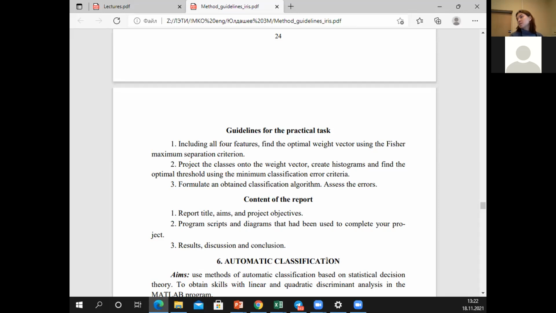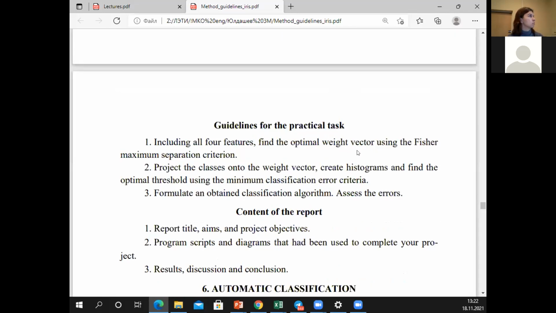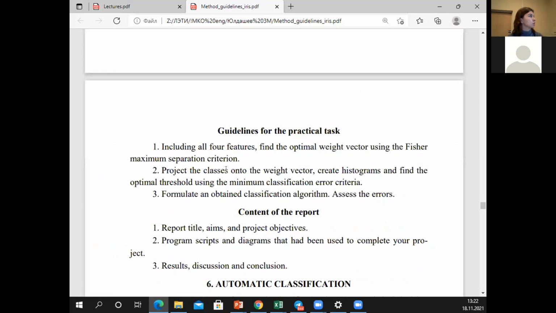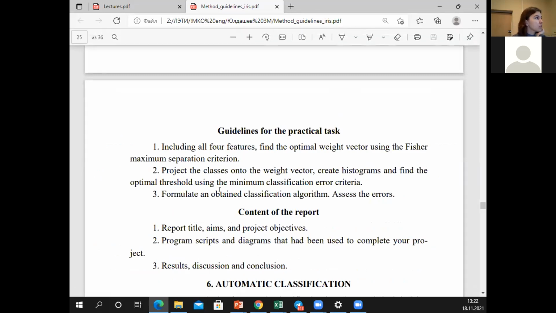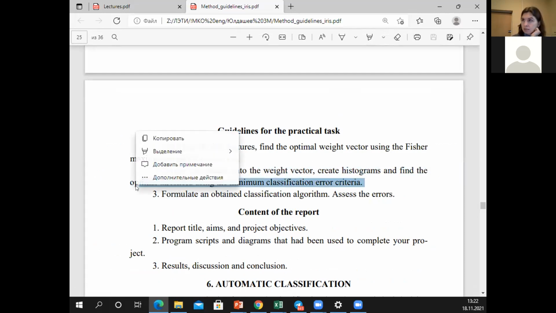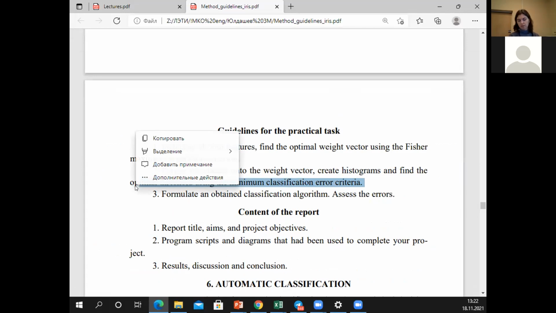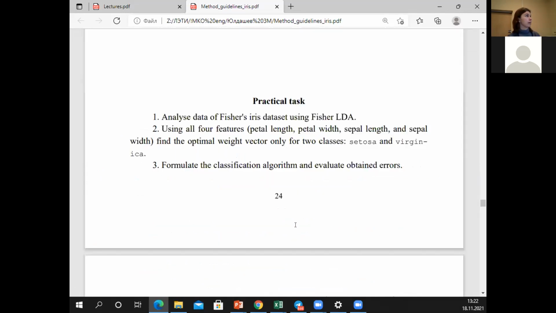Okay, let's look at the practical tasks. You need to find the optimal vector using the Fisher maximum criterion and project the classes on the vector, create histograms, and find the optimal threshold using the minimum classification error criterion. You will do it manually. You just look at the classes, and if you select a threshold equal to something, you will have minimum classification errors.